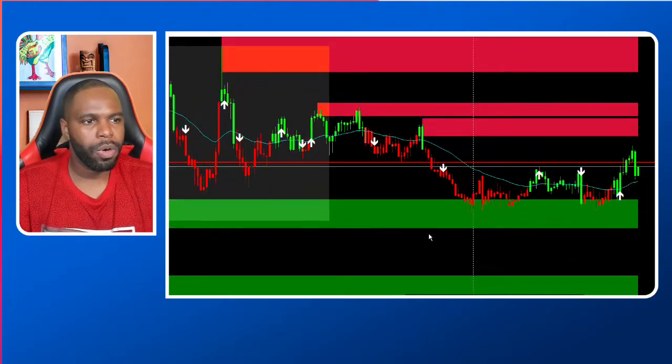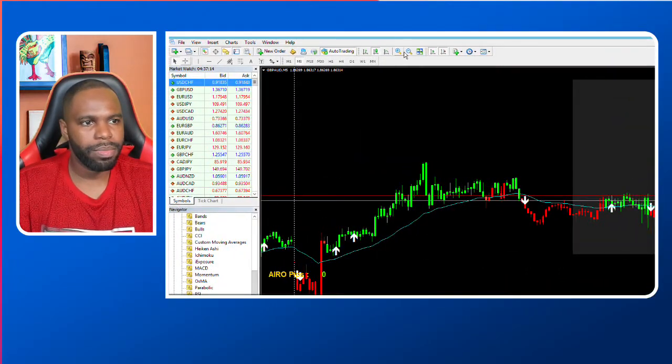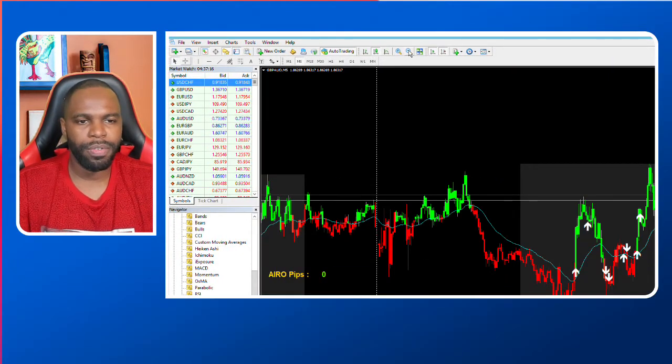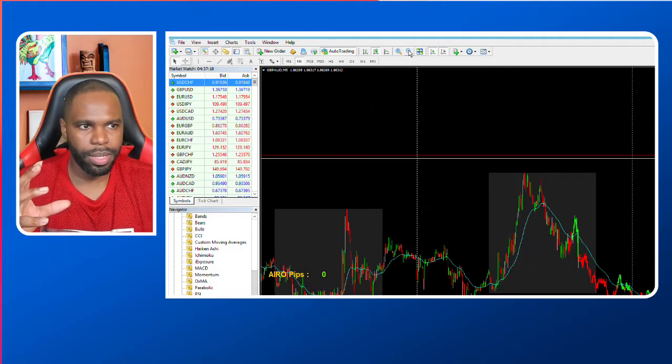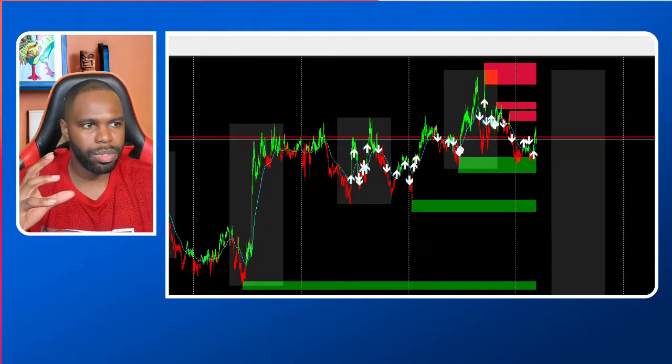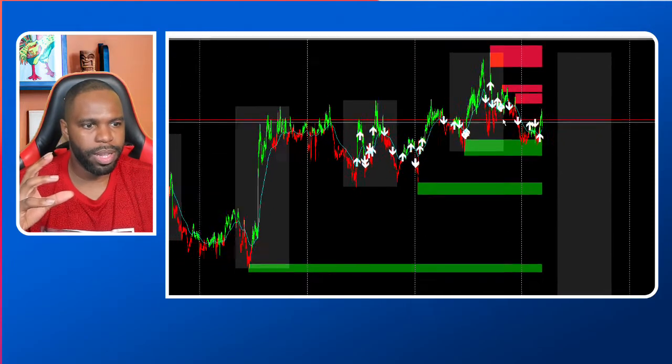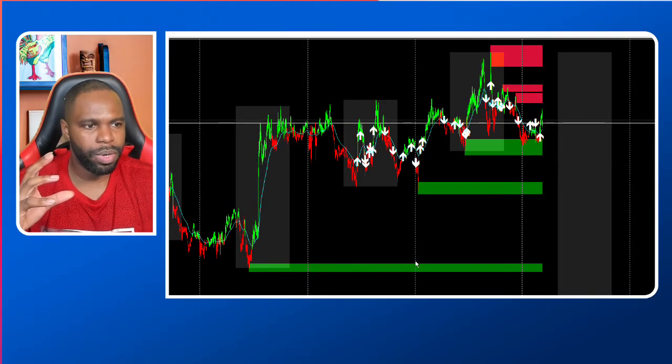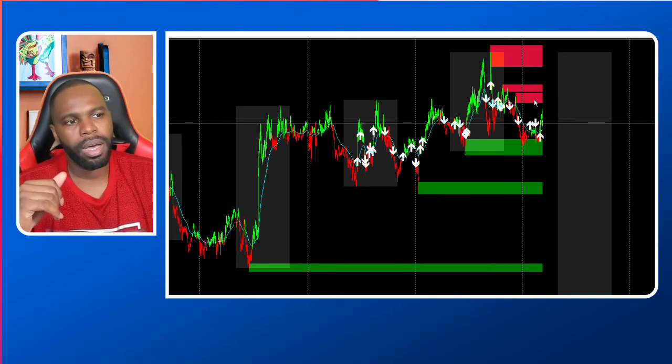Okay, so let me zoom out. What I usually do to figure out the trend is always zoom out, and then count the zones. So this right here is even. 1, 2, 3. You've got 3 green zones and you've got 3 red zones.